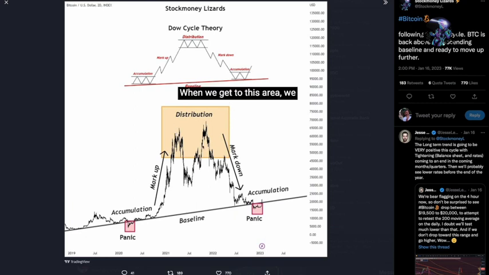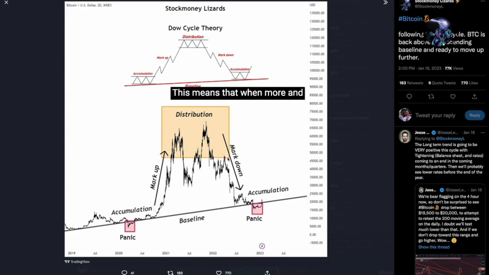When we get to this area, we call this the distribution phase. This means more and more people are interested in selling that house in this particular example, which can start to push the price down in the same manner started to push the price up.